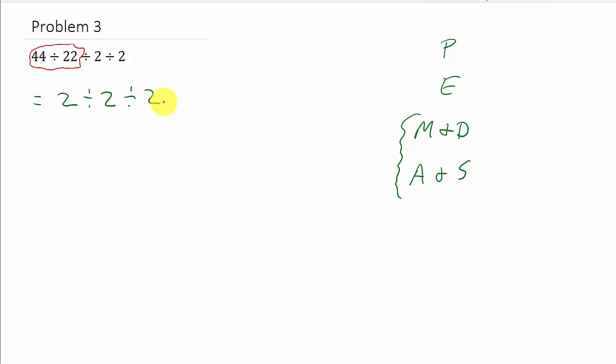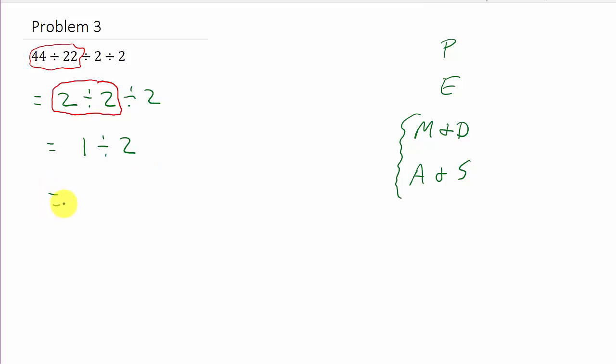All right. And once again, I've got division. I have to do it in the order it appears left to right. So I'm going to do these first. So I've got 2 divided by 2 is 1, divided by 2. And 1 divided by 2, that's 0.5.